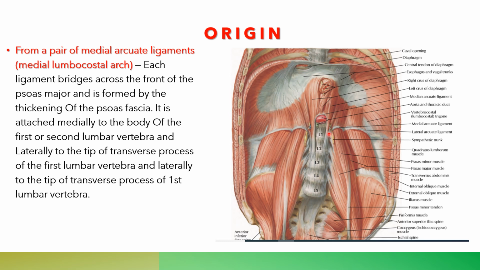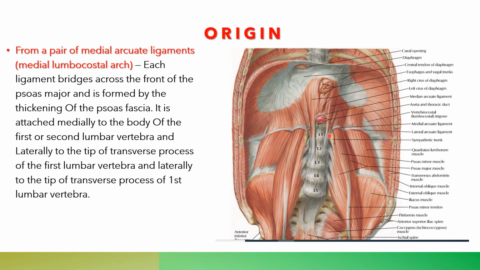Now it is attached medially to the bodies of the first or second lumbar vertebra, L1 or L2, and laterally to the tip of the transverse process of the first lumbar vertebra. Remember, this is important. So the medial arcuate ligament is medially attached to the first or second lumbar vertebra, and laterally it is attached to the tip of the transverse process of the first lumbar vertebra. So this you have to remember.